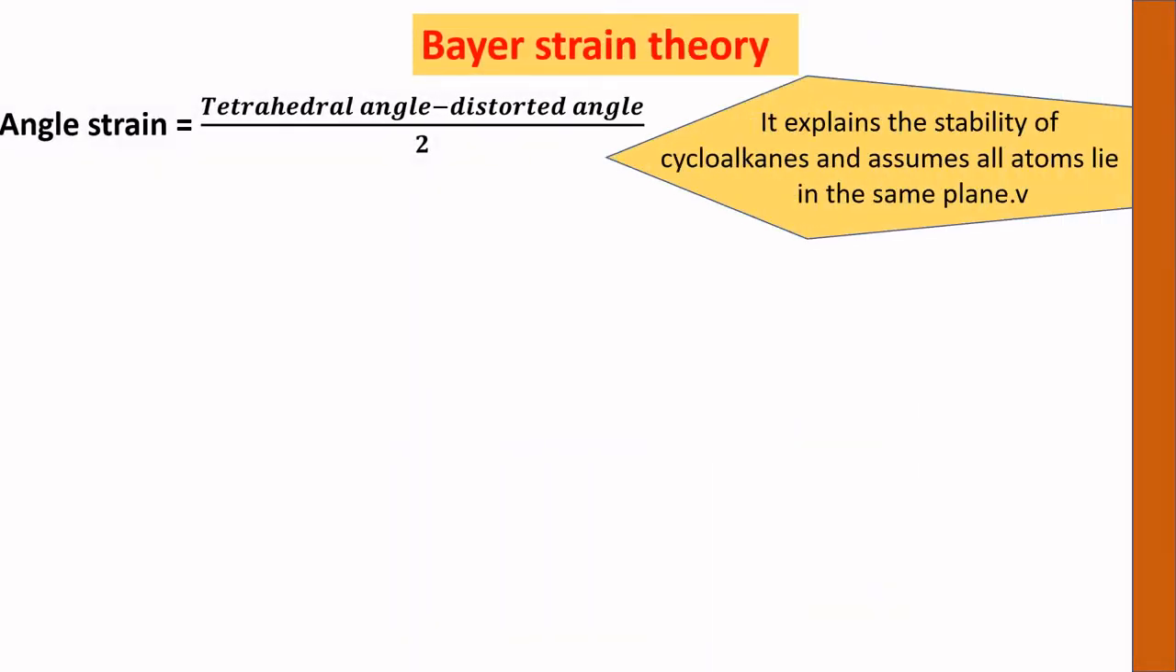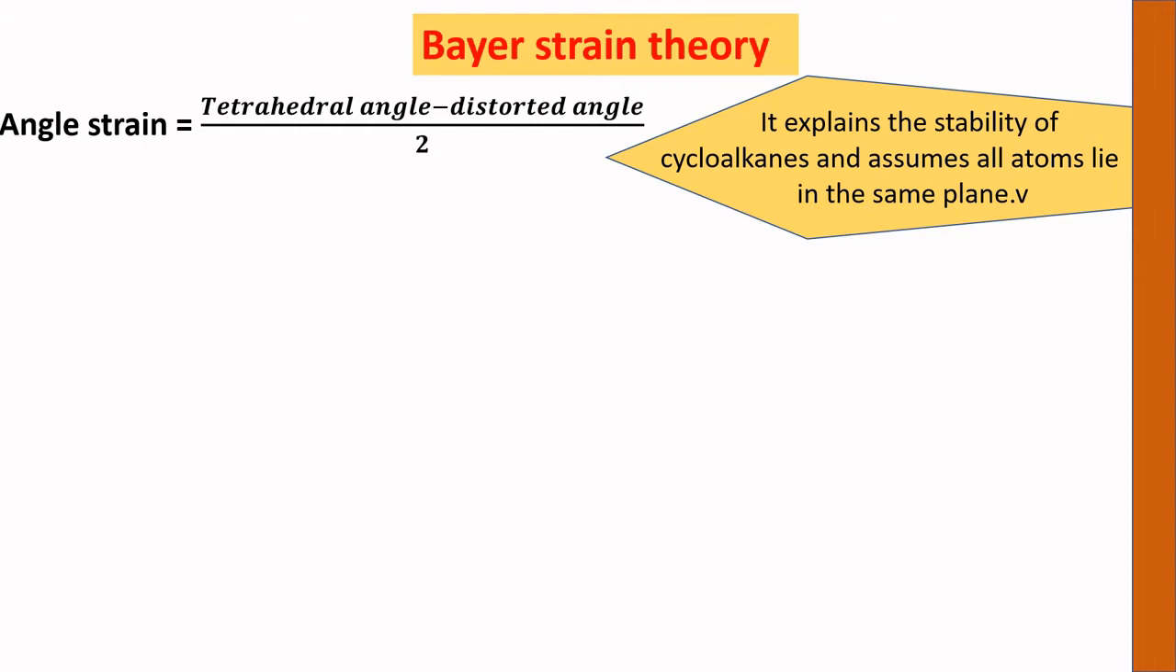So Bayer strain theory, what is it? What is Bayer strain theory? The first thing you should know about Bayer strain theory is that it explains the stability of cycloalkanes and assumes all atoms lie in the same plane. Okay, all atoms lie in the same plane.